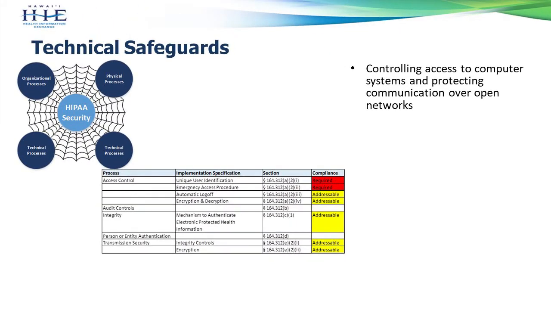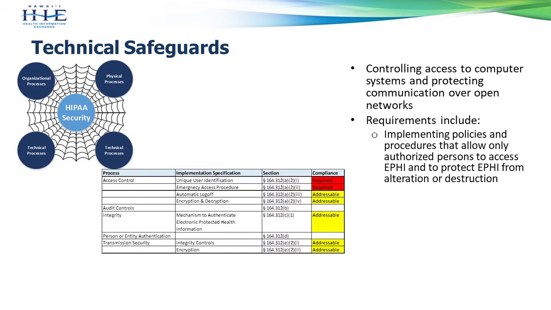Technical safeguards focus on security controls embedded within information systems. These controls focus on ensuring that access is appropriate, that ePHI is protected through the use of things like encryption and session timeouts. Key requirements include implementing policies and procedures that allow only authorized persons to access ePHI and to protect ePHI from alteration or destruction.